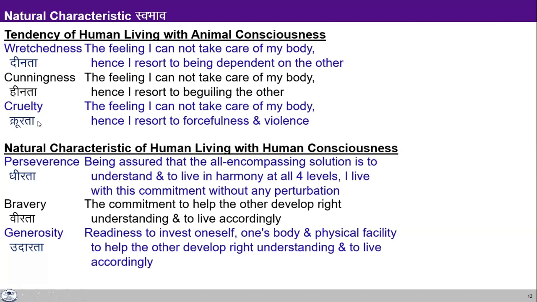And then we gradually transform to human consciousness. So this is a little more detail of the state of animal and human consciousness. Nothing to be worried about here. We all start from the state of wretchedness, cunningness, and cruelty, and then we go to the state of perseverance, bravery, and generosity. But we have to see where we are living today, in the state of animal consciousness or in the state of human consciousness.